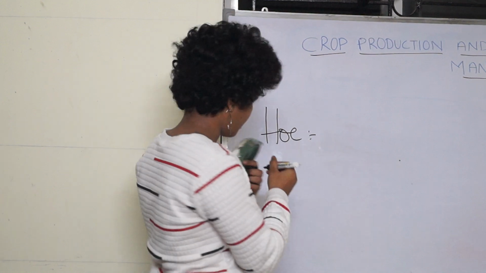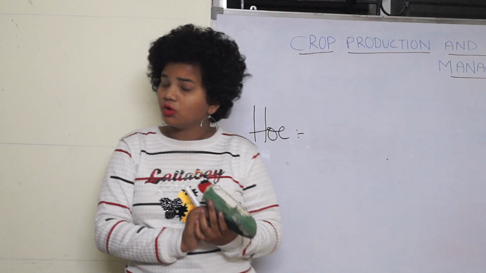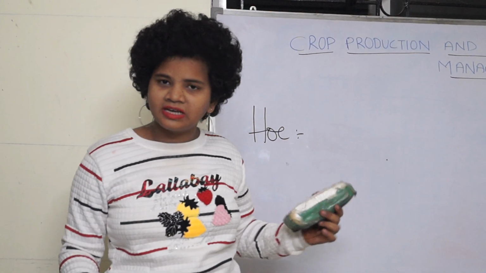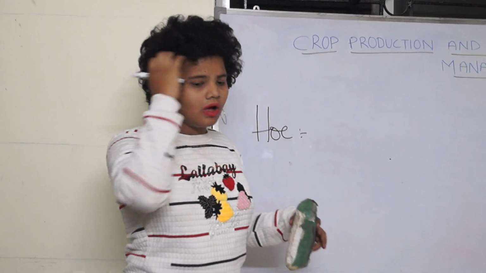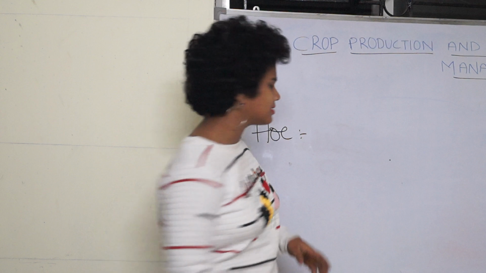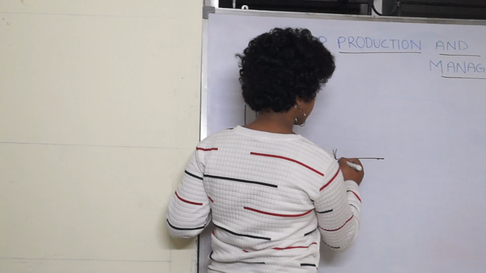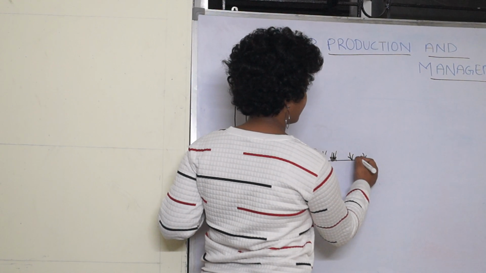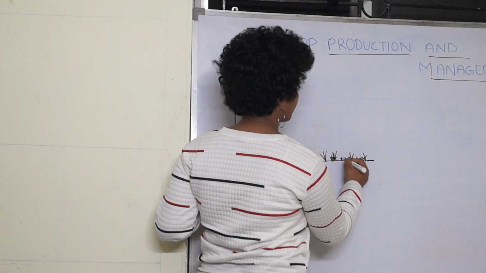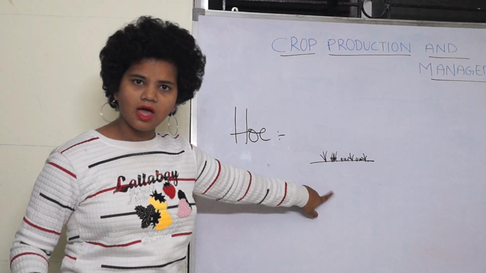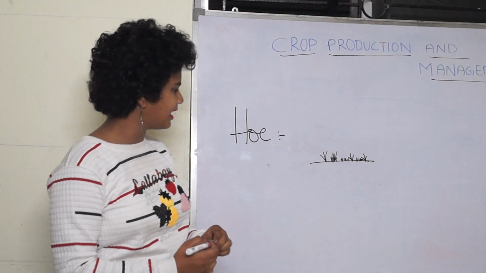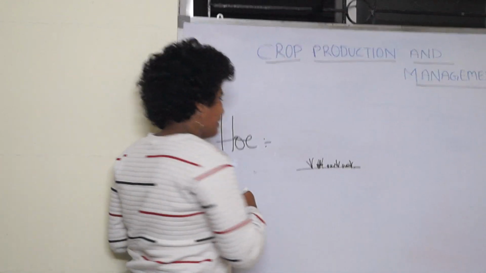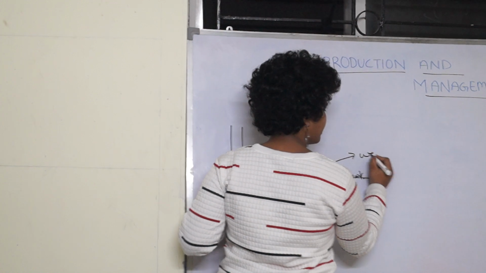H-O-E. Hoe. Now we have weeds. Do you know weeds? Yes. Weeds are the unwanted plants. So, if I am growing some wheat in my field, oh, I found some unwanted plants here. Can you also see these unwanted plants here? Yes, I found some unwanted plants, but I need only wheat. I don't need these unwanted plants. So these unwanted plants are called weeds.